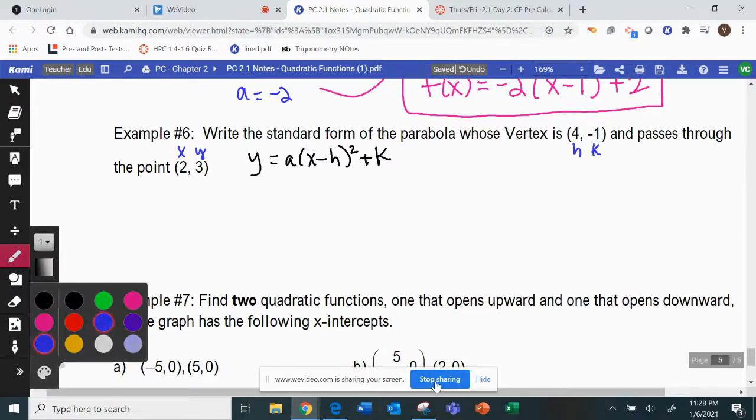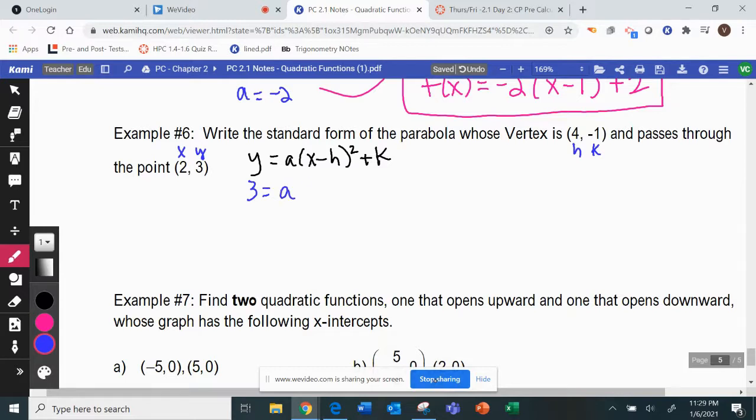And then we'll plug in Y is 3. I don't know A. X is 2. H is 4 squared plus K is negative 1. And we're going to solve for A. So I'm going to add the 1 and square the negative 2. And so it looks like A is equal to 1.